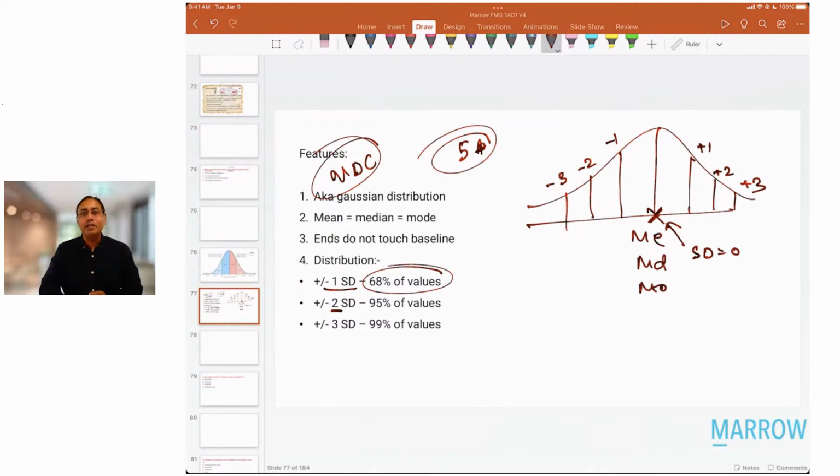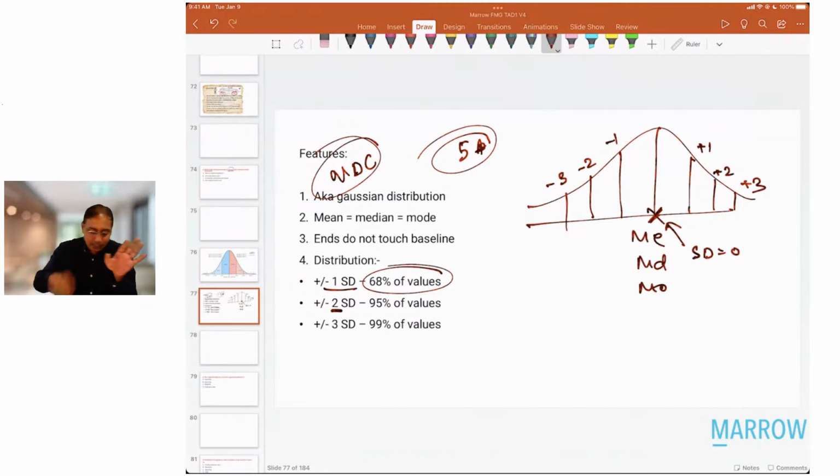Don't forget this. So what four things do we have to remember? What is the Gaussian distribution? Normal distribution, the ends never touch the baseline. It is a bilaterally symmetrical bell-shaped curve. Within plus minus 1 SD, 68, within plus minus 2, 95, and within plus minus 3, 99. Remember these five points.